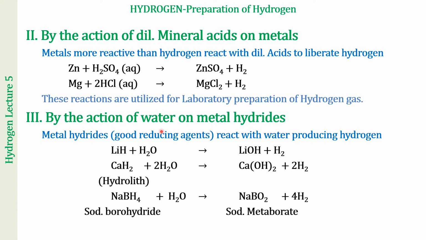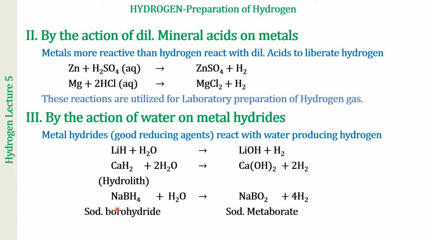So we have the metal hydrides, the metal in combination with hydrogen only. There are going to be just these two. Fine. So we have metal hydrides which are good reducing agents. They react with water to produce hydrogen. For example, lithium hydride on reaction with water will produce lithium hydroxide plus hydrogen. Calcium hydride is going to produce calcium hydroxide plus hydrogen. And do remember that calcium hydride is called hydrolith.